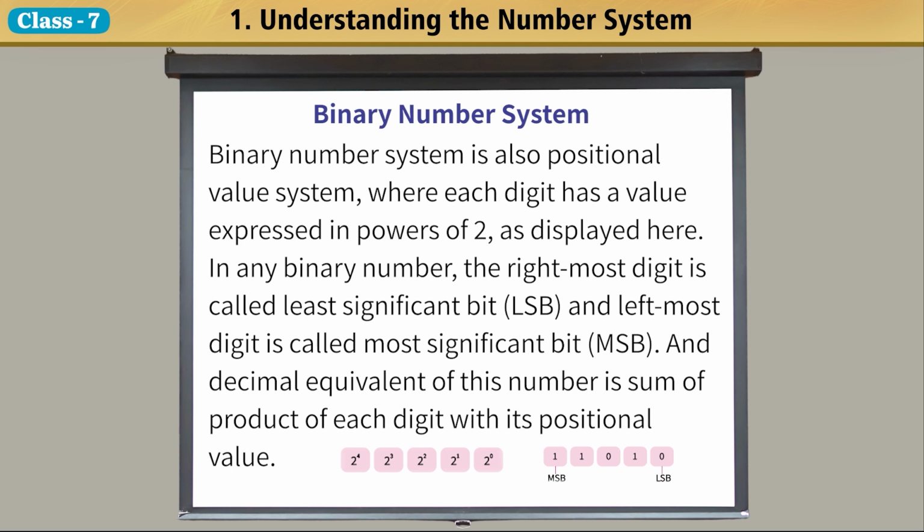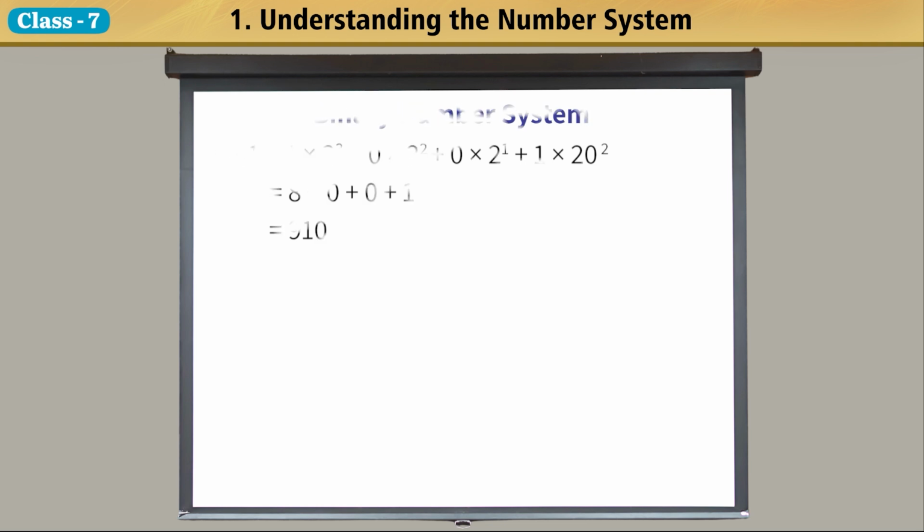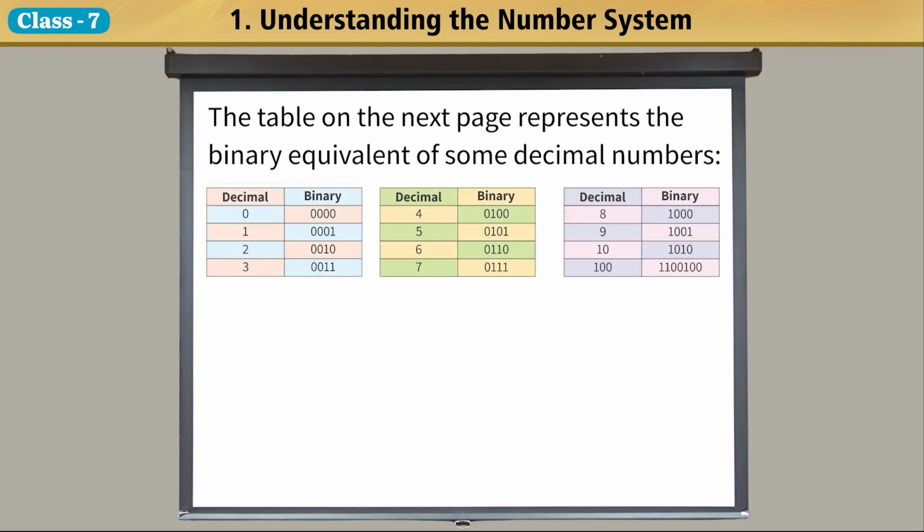displayed here. In any binary number, the rightmost digit is called least significant bit, LSB, and leftmost digit is called most significant bit, MSB. And decimal equivalent of this number is sum of product of each digit with its positional value. The table on the next page represents the binary equivalent of some decimal numbers.